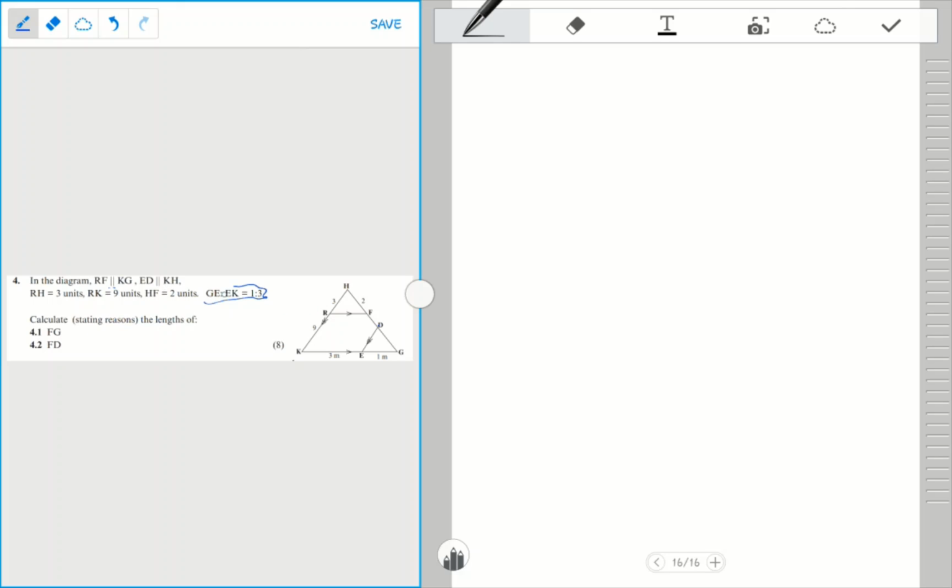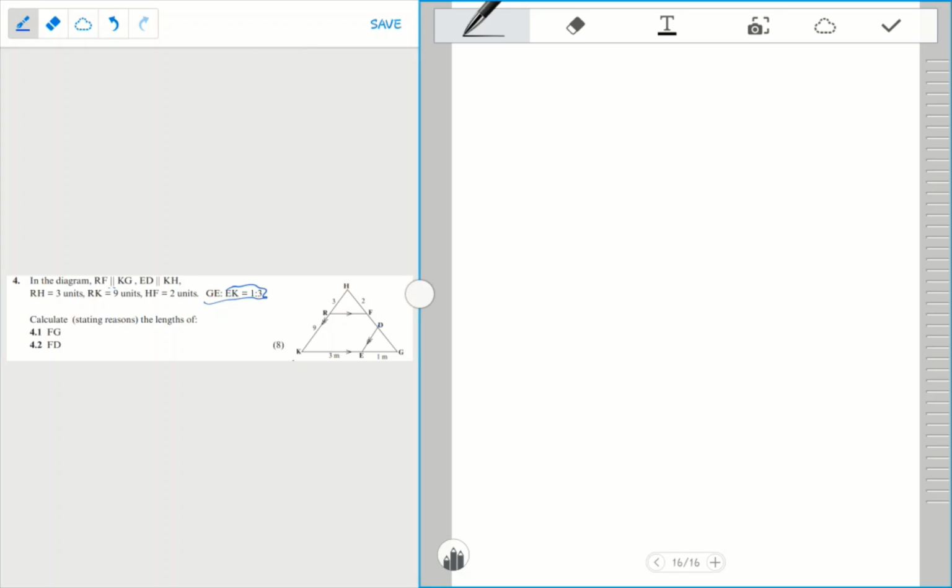Now there comes the ratio, which means GE is to EK is equal to 1 is to 3. And then the questions are: calculate, stating the reasons, the length of FG and FD. Okay, so now on this one I'm going to use 2 ways. Let's do 4.1, because this example was 4.1.